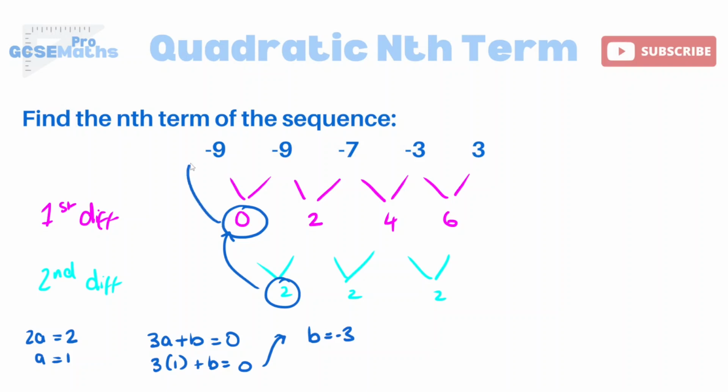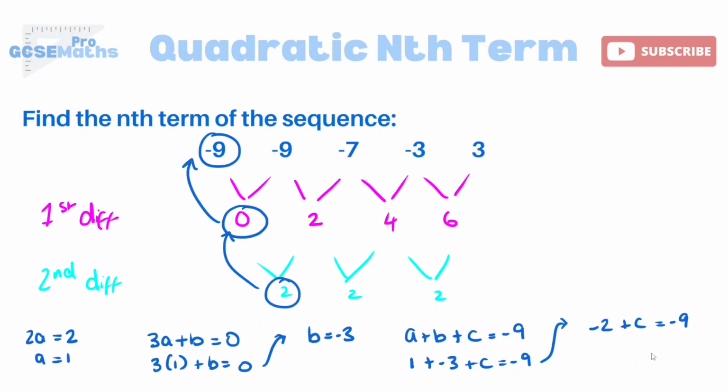And finally, jump up to the actual first term in the sequence. That is equal to a plus b plus c. So equals minus 9. Now we know what a is, that's 1. We know that b is minus 3. And we want to find c. It's just algebra at this point, isn't it? So 1 plus minus 3 is minus 2, isn't it? Let's draw this over here. So I've got minus 2 plus c equals minus 9. I'd have to add the 2 across, wouldn't I? C is minus 7. And then for the nth term, you just put it all together. Remember, it's in that format of a quadratic.